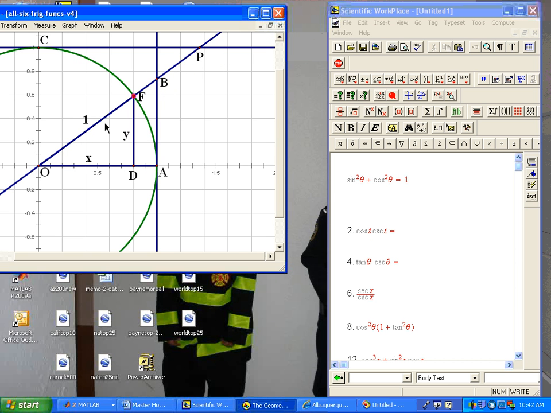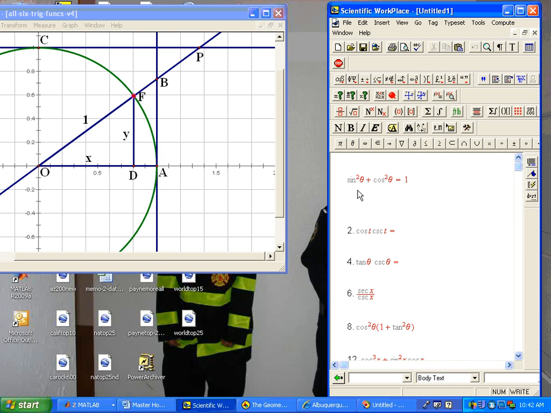So the first thing I want to do is focus on ODF and remind you of the most important of all trig identities, the main Pythagorean identity. This is a right triangle and its hypotenuse is 1. X is cosine theta and y is sine theta, and so x squared plus y squared is cosine squared theta plus sine squared theta, which is equal to 1. And that's something we're going to use all the time.